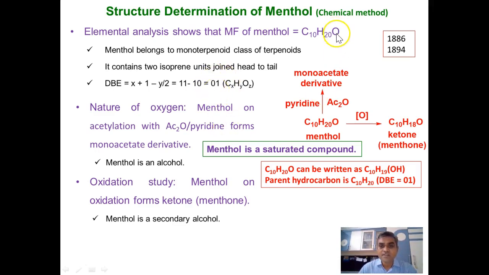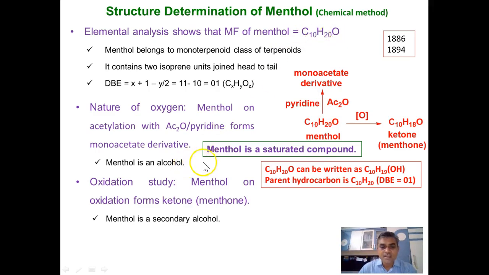Now let us find out the nature of oxygen. For this, menthol was treated with acetic anhydride in the presence of pyridine, and it forms a monoacetate derivative. The formation of a monoacetate derivative means that menthol is an alcohol. Alcohols on acetylation give a monoacetate derivative, and therefore menthol is an alcohol. So we get a conclusion about the nature of oxygen, that menthol is an alcohol.